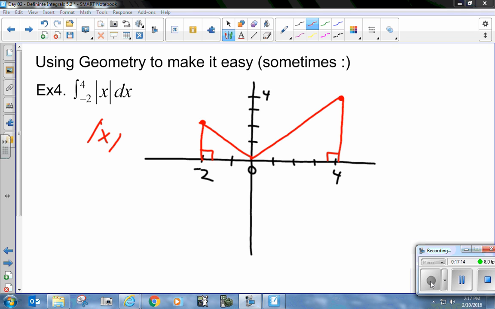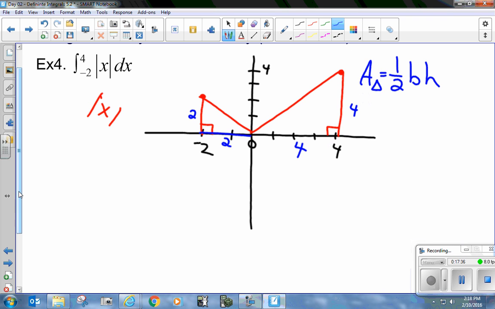What's the area of a triangle? 1/2 base times height gives me the area of a triangle. This is 4, and this is 4. We don't measure distance in negative. Even though it's going to negative 2, it has a distance of 2. This has a height of 2. So really, all I'm doing is adding these two areas together.